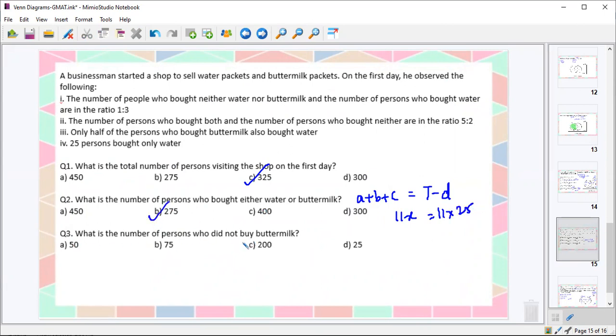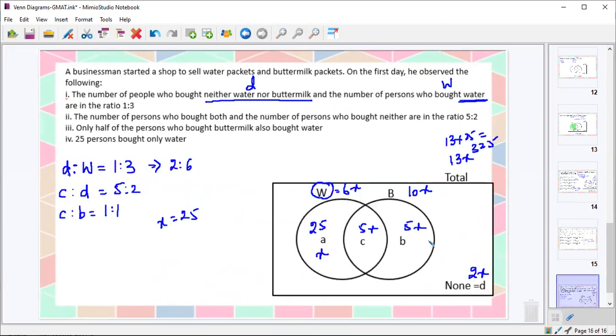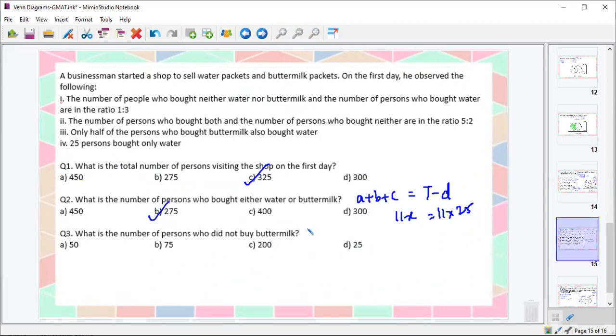What is the number of persons who did not buy buttermilk? So 10x is the number of persons who bought buttermilk. How many will not have bought buttermilk? 13x minus 10x, that is 3x. I already know x is 25, so the value comes out to be 75.